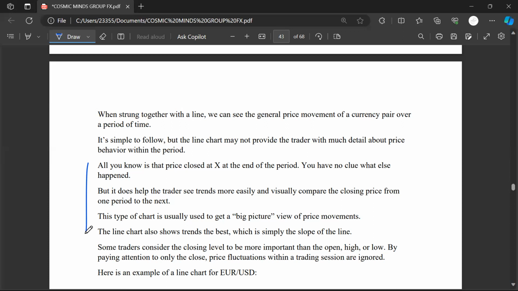Wait, I think I have to relax here. Wait, stay with me. Now, the line chart shows trends the best, which is simply the slope of the line, right? I think there's no, this is not meaningful to me, right? Just scratch it. Let's go ahead.